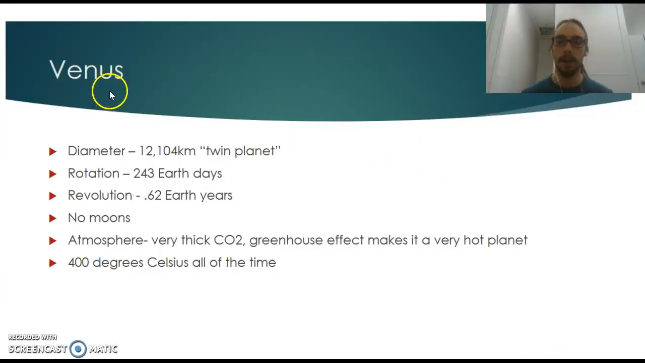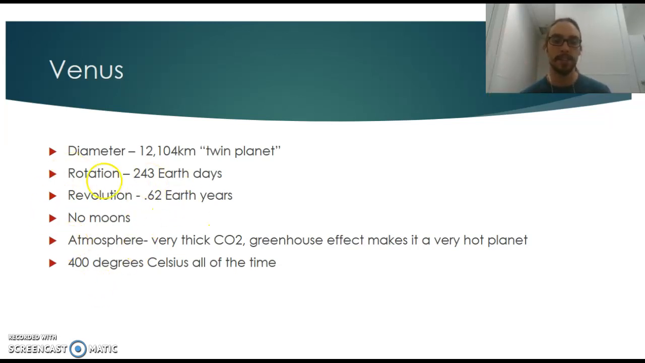The second planet from the sun is Venus. Its diameter is 12,104 kilometers. We call it our twin planet because it's pretty much the same size as Earth. It's got a very thick carbon dioxide atmosphere. So it's not exactly like Earth, but it does have a pretty thick atmosphere. It's around the same size as us, and its rotation is 243 Earth days. So it takes 243 days for that thing to turn around completely one time around its axis.